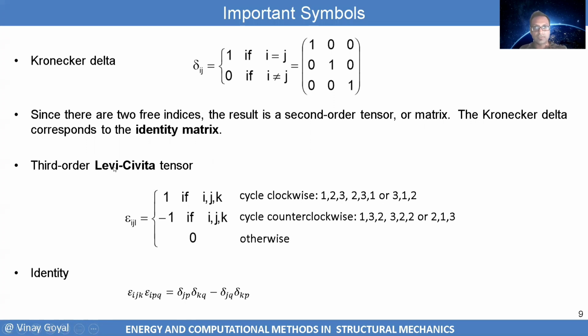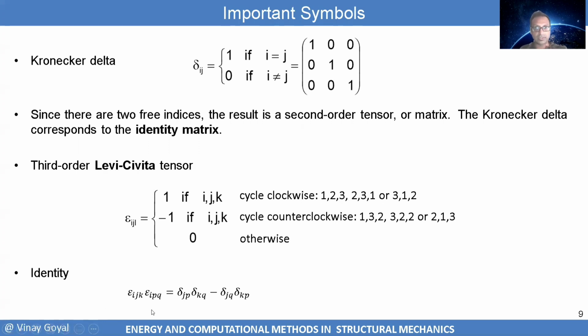The third order Levi-Civita tensor, epsilon_ijk, is equal to 1 if you have 1, 2, 3 as indices, 2, 3, 1, or 3, 1, 2. You get -1 if you cycle counterclockwise, that is, if it were 1, 3, 2, 3, 2, 1, or 2, 1, 3. Otherwise, you get 0. If any of these indices are repeated, you get 0.